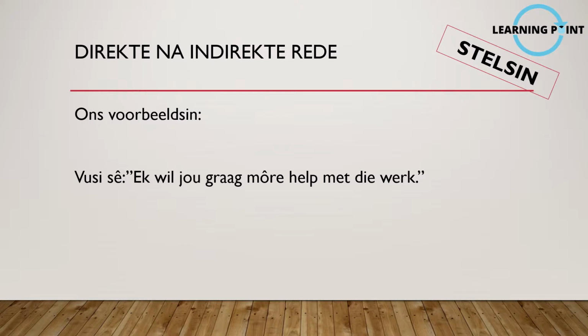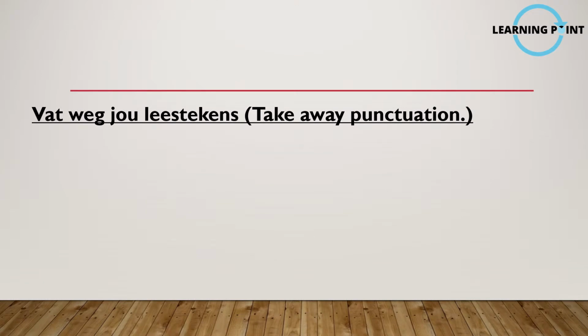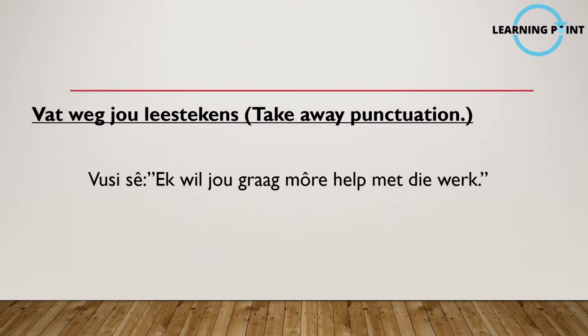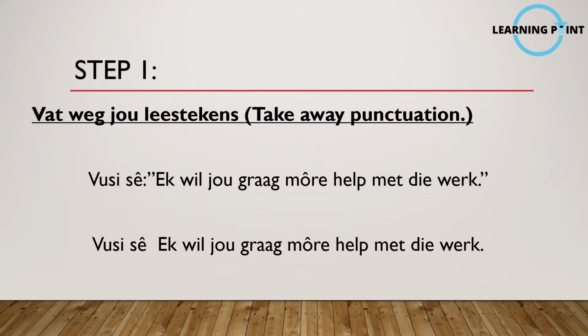Okay, so now let's start. Step 1 would be, vat weg jou leestekens. Take away punctuation. So if we look at that sentence, our punctuation in that sentence would be the colon and the quotation marks, die dubbelpunt en die aanhalingstekens. So we have to take that out. As you see in the second sentence, the punctuation was removed. Die leestekens is weggevat. So that is step 1.